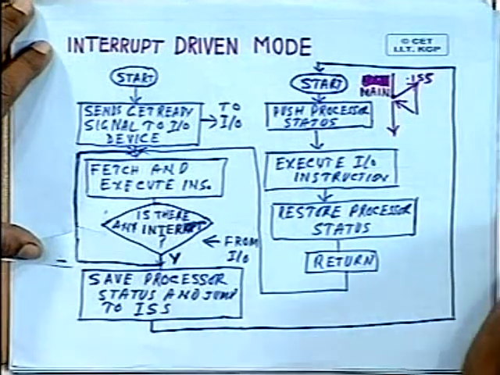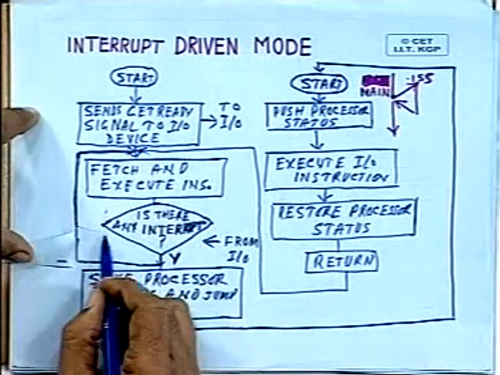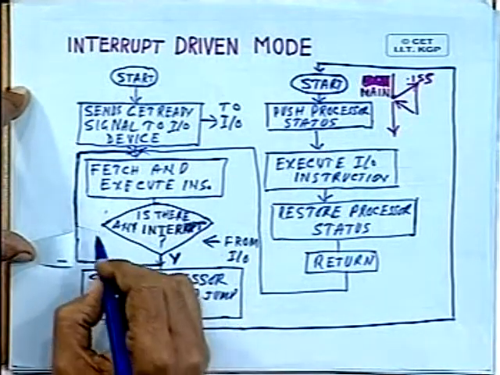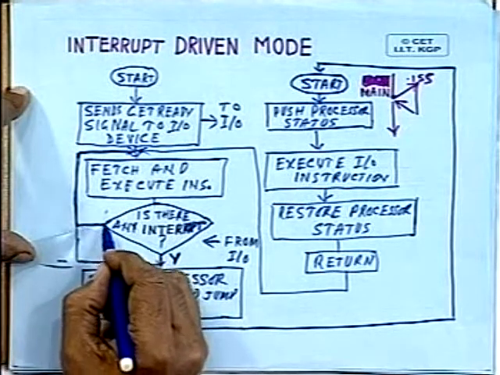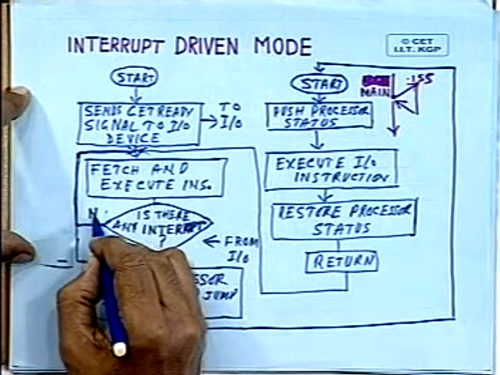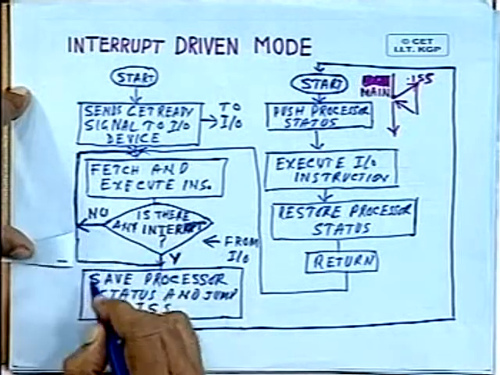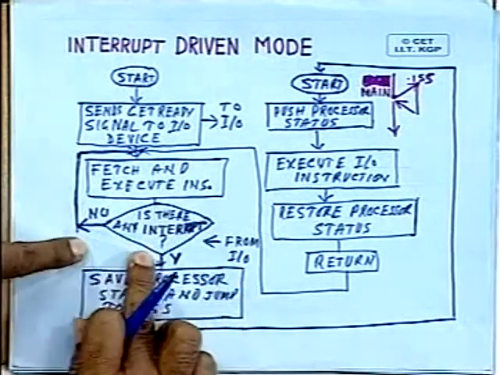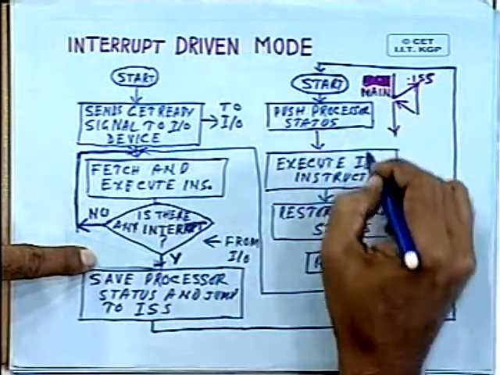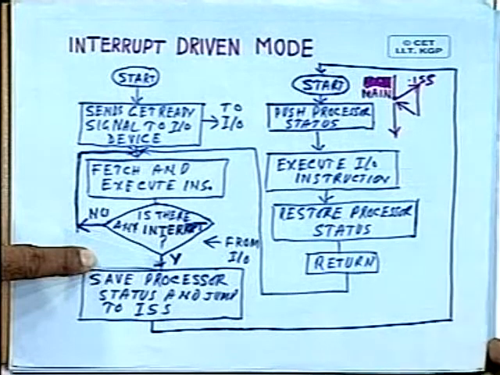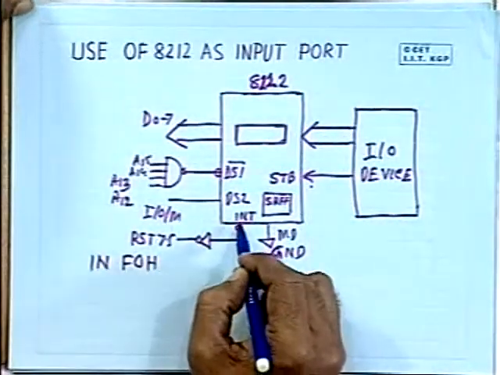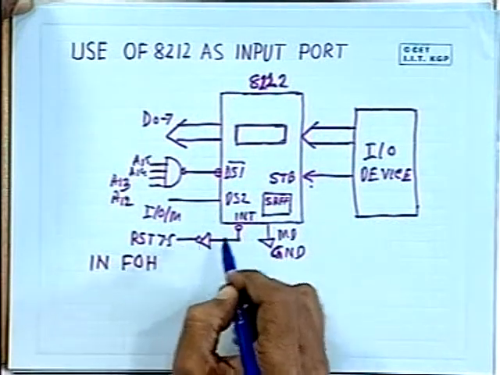When I took the last lecture, I committed a mistake. Actually, this diamond is a decision box, and it will have 2 lines. Whenever there is no interrupt, it will go back and keep on looping. Let me make the correction here: only when there is an interrupt will it come out of it and data transfer will take place. That means the microprocessor performs the data transfer only when this interrupt comes.